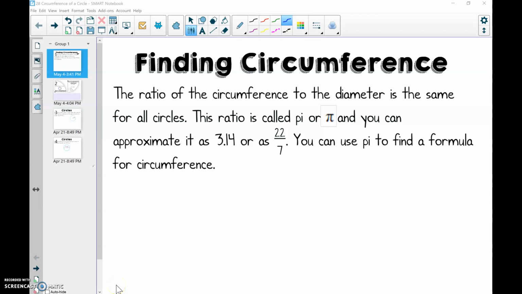All right, you learned about the formula for circumference of a circle yesterday. If you didn't watch that video, please go back and do so, otherwise it's not going to make any sense. I'm just going to show you real quick how to solve some of them. So let's just recap real fast.